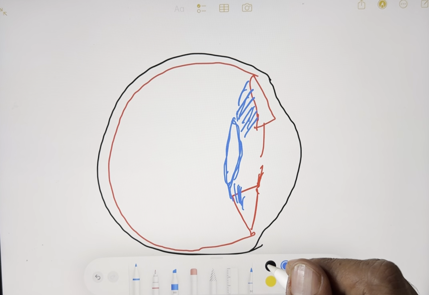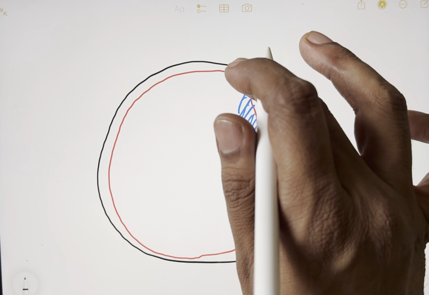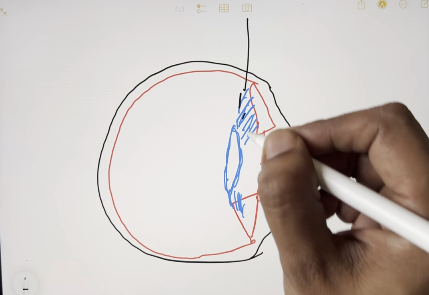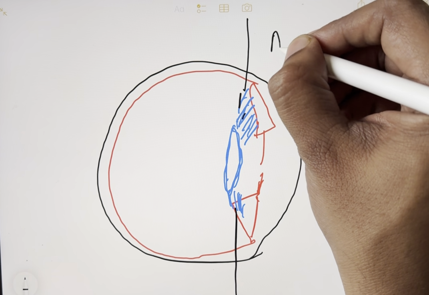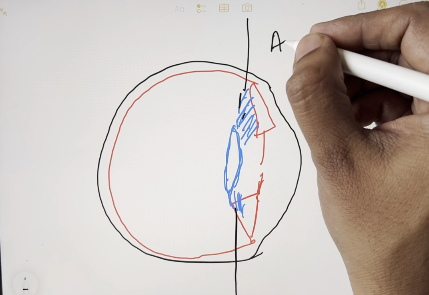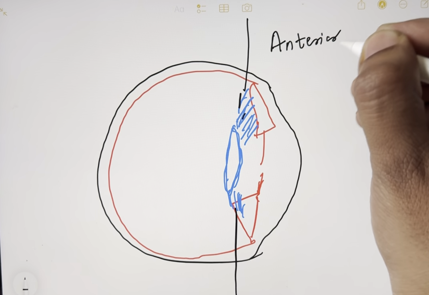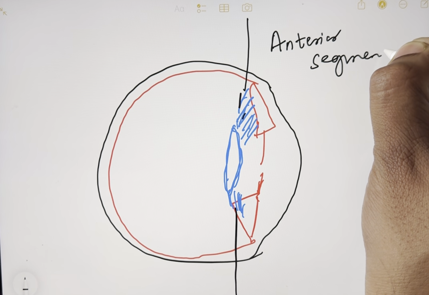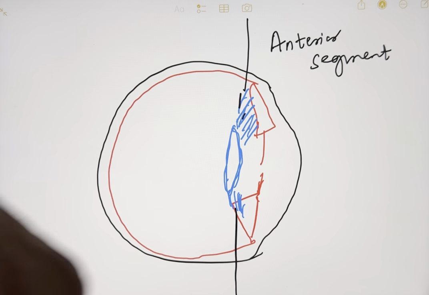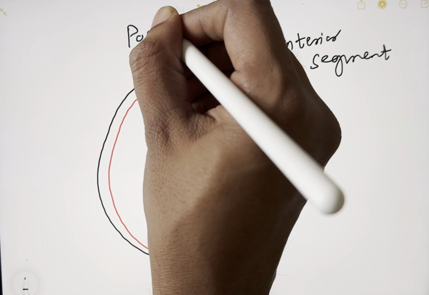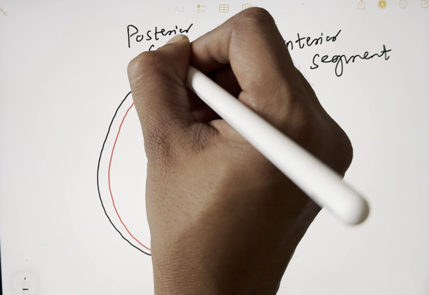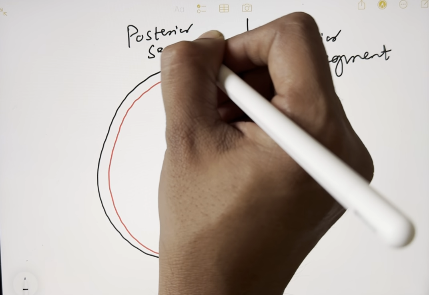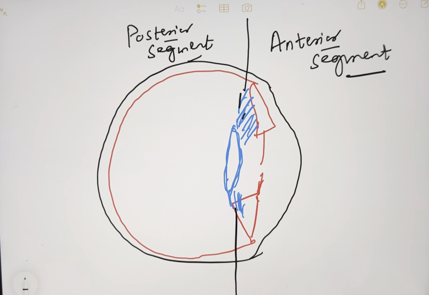Now, this lens divides the eyeball into two segments. The part anterior to the lens is called the anterior segment, and the part posterior to this is called the posterior segment. Anterior and posterior segment. Remember the terminology segment. I am not saying chamber.